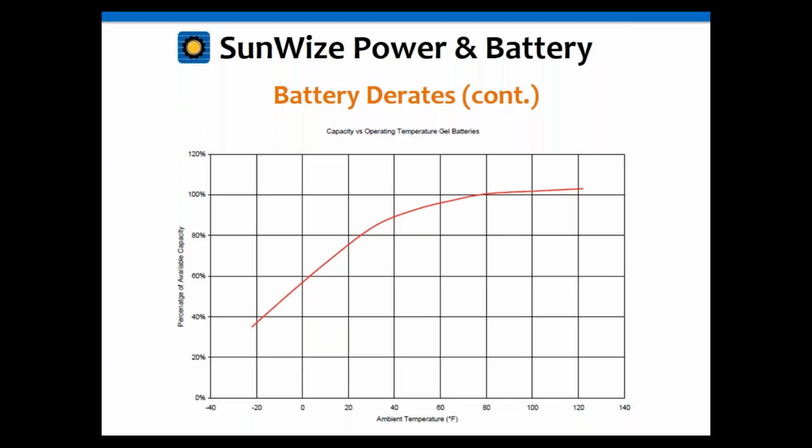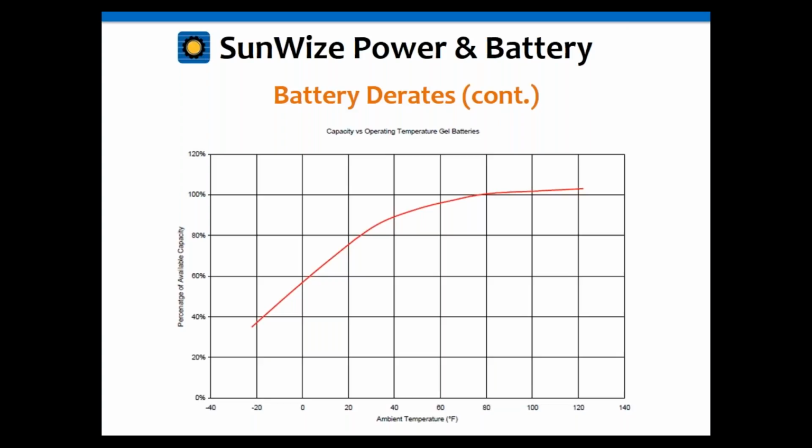And then you can see, basically, by the time you get to about minus 20 Fahrenheit in this case, you're only at about 40% of the capacity. So with half the battery, you have to more than double the size of your battery in a very cold climate just to compensate for a temperature effect.